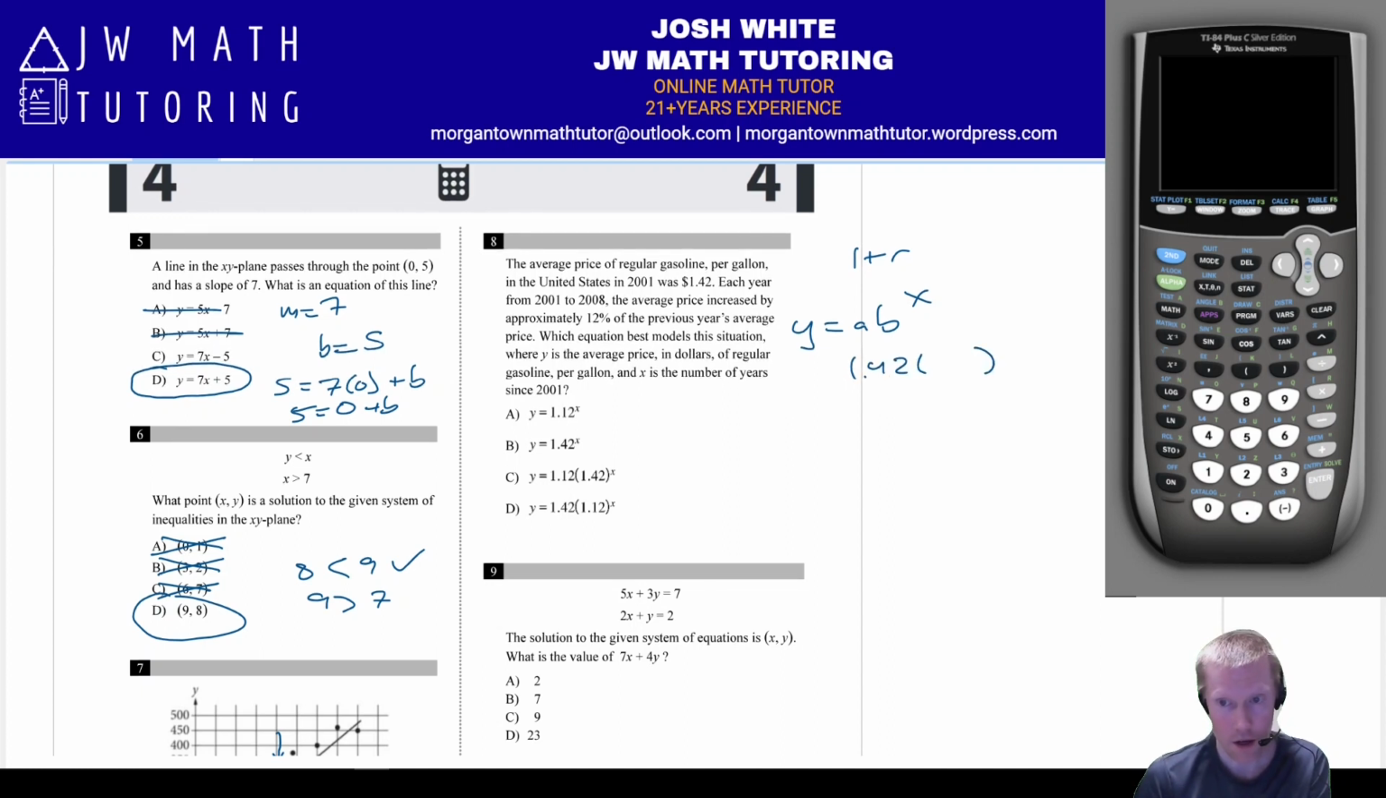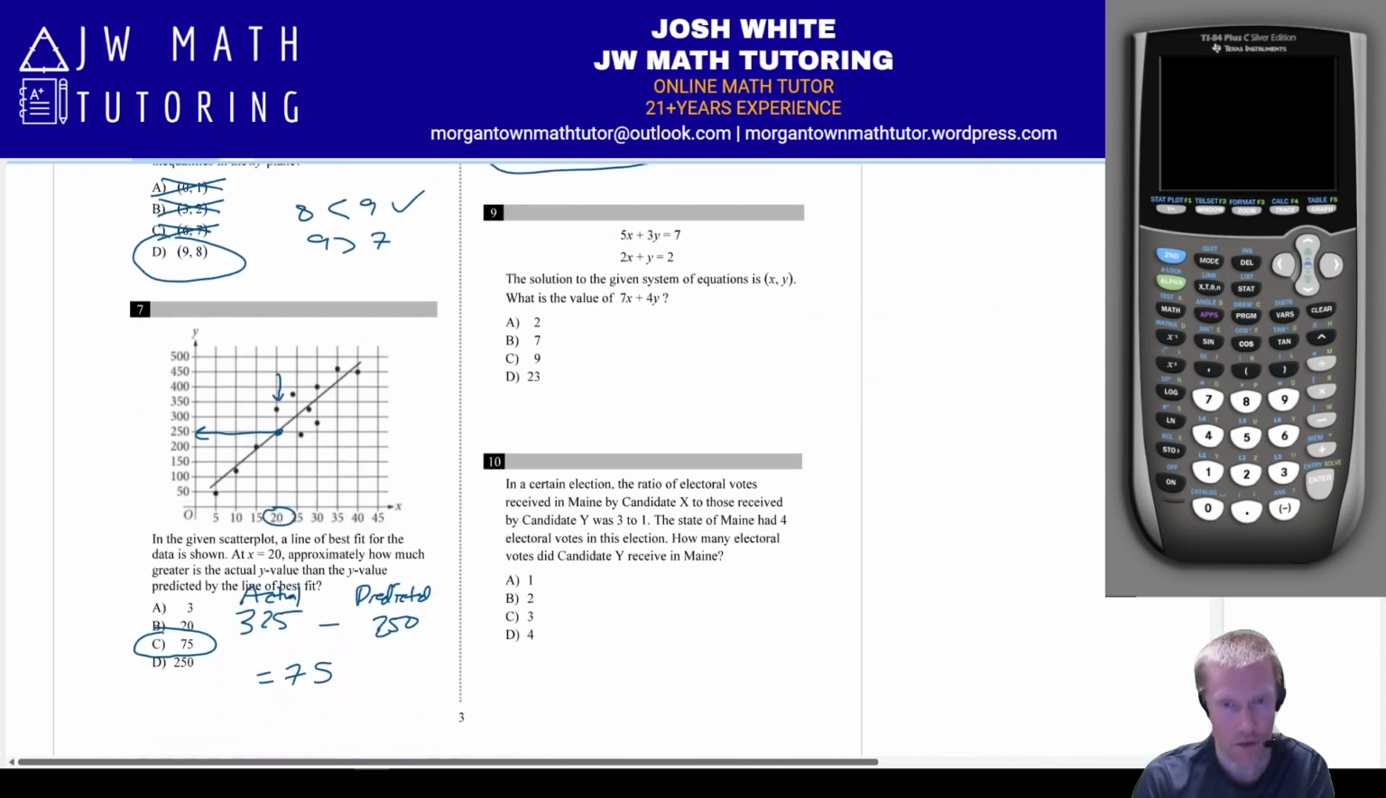And then for the thing that's actually being raised to the x, the variable exponent, that is where the 12% increase comes in. So that's basically going to be 1 plus 12% as a decimal, which is 0.12, and you would simplify that to 1.12. So the final equation should be 1.42 times 1.12 to the x. Correct answer is going to be letter D.